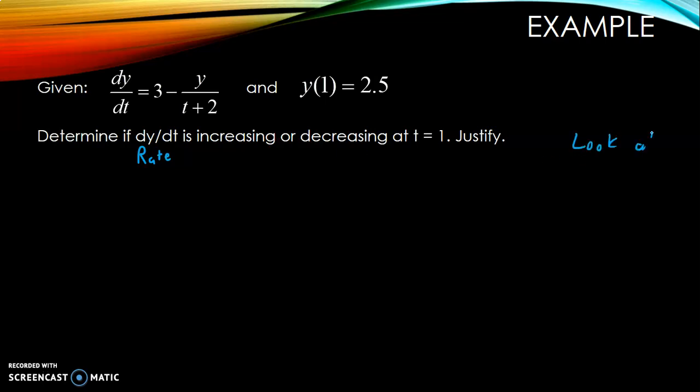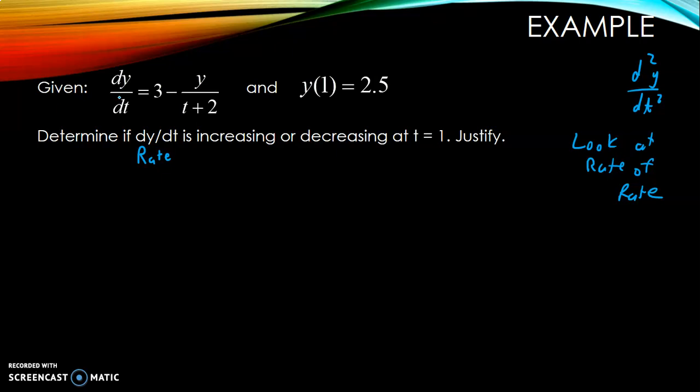So we're going to need to look at the rate of the rate, which is the second derivative, or in this case, d squared y over dt squared, second derivative. Okay, so I want to go from the first derivative to the second derivative, and then I want to look at whether that's positive or negative to figure out if my rate, my first derivative, is increasing or decreasing.